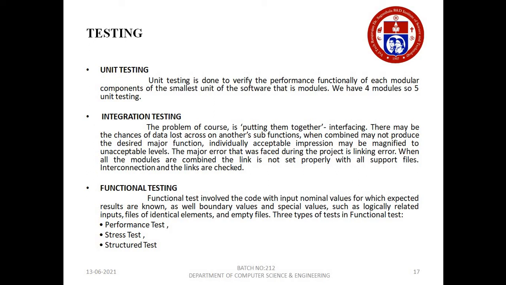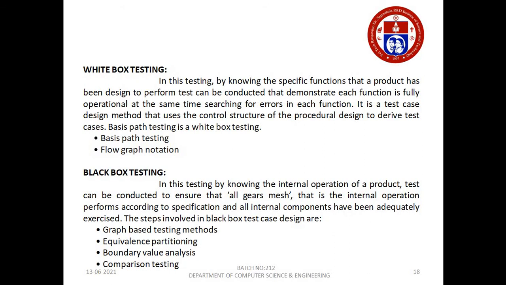Next, functional testing. In the name itself, we have function. So we need to execute each and every function. Then we need to check if it is throwing any errors. So that is performance test or stress test and structured test. Next, white box testing. White box testing means we combine all the modules and check if it is throwing errors or not. That only we need to check. And black box testing. Black box testing is the main testing among all the above testings. It is the main one.